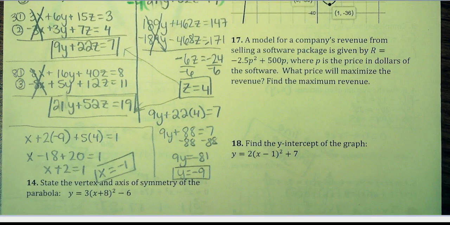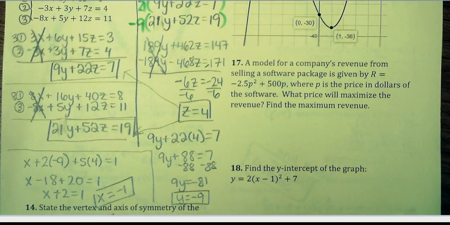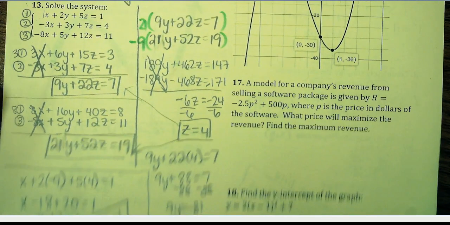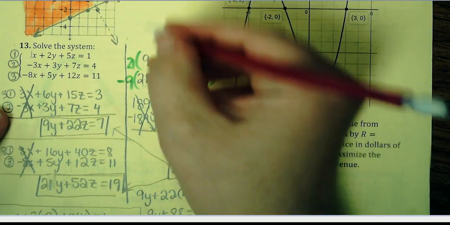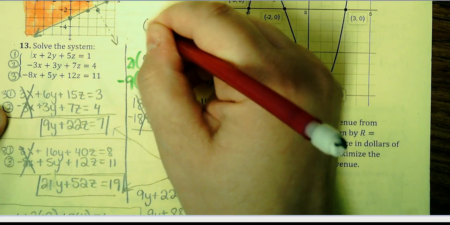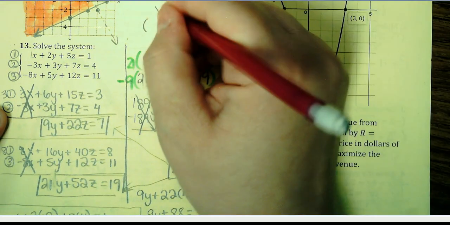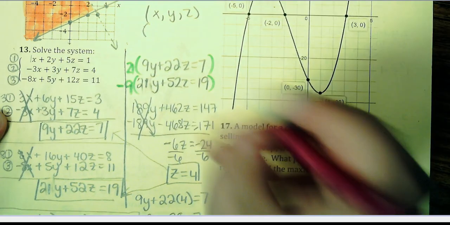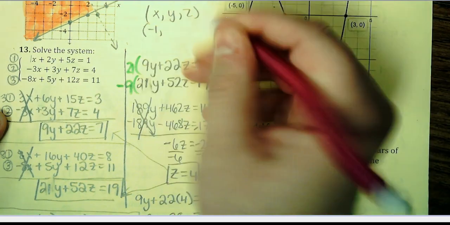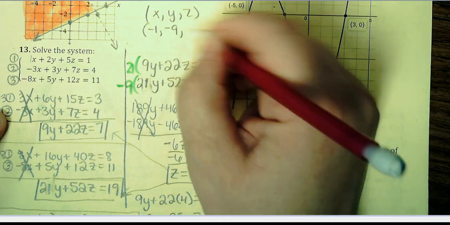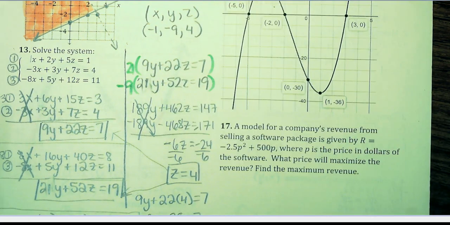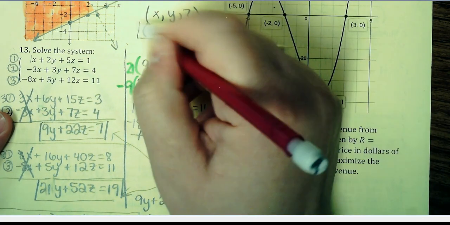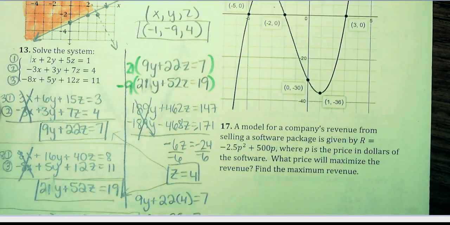Now I don't have any room. I tried to write kind of small. So I'm just going to come up in this space up here by the graph. When you see the answer here, it's written as what we call an ordered triple, x comma y comma z. So my x value should be -1, y value should be -9, and z should be 4. So this is how we would have the answer appearing in the multiple choice options.